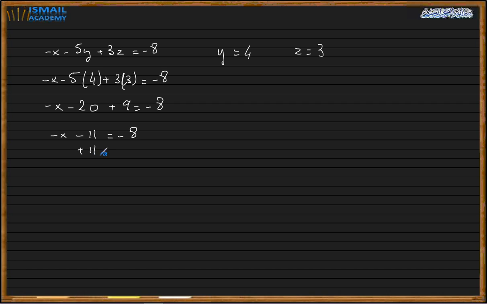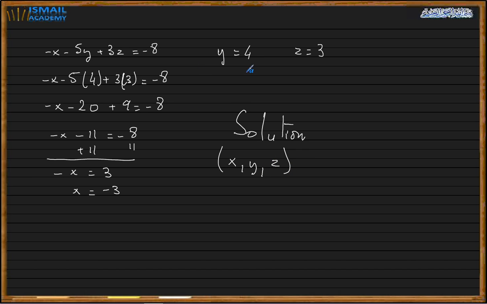So plus 11 both sides. So minus x equal 3. So obviously x will be minus 3 if you divide by minus 1. So my solution will be, so always the solution is a triple. So x, y, z. Don't write it down as x equal, y equal, z equal. Always use triple notation. So minus 3, 4, 3.